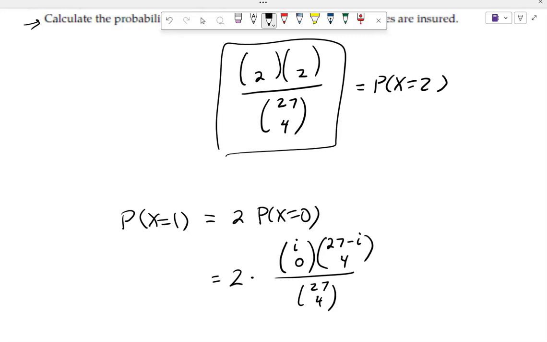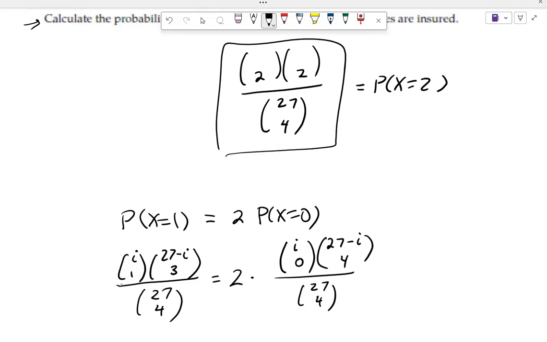You can figure out what letter we're going to solve for. You solve for the I, right? And the I is what's going to go up here for the insured. So we're going to set up an equation to solve for the I. Okay, so what does the left-hand side look like? Again, what's your denominator? 27 choose 4. What's your numerator? I choose 1. 27 minus I choose 4. Good. We have an equation to solve.